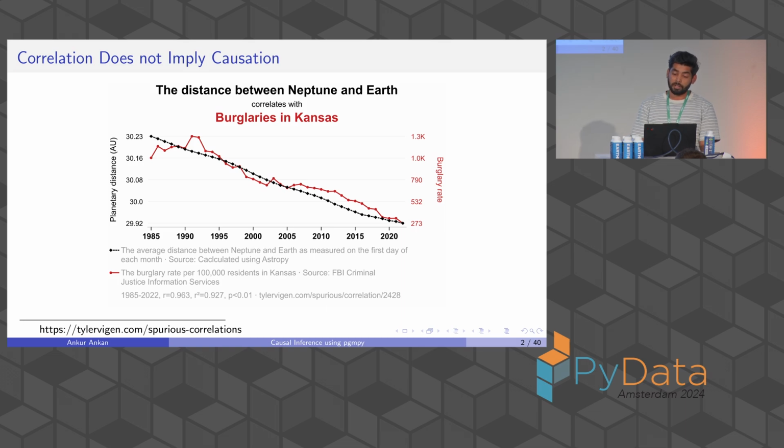But if we wanted to ask a causal question from this model, for example, if we somehow reduce burglaries by, let's say, deploying more police, would that mean that it would also decrease the distance between Neptune and Earth? It's clearly no, but if we ask this question to a predictive model, it would say yes, definitely it would.